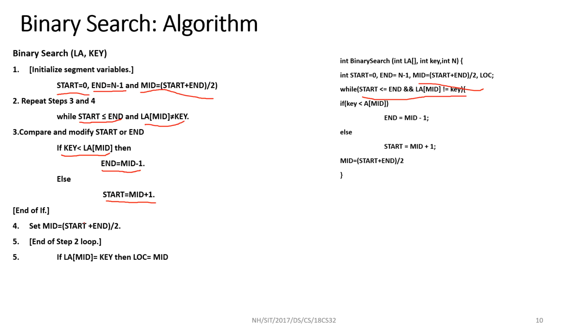Okay, if the mid value is matching the key, return the location value mid. So at the end, if the element is not there in the list, you are going to return -1. Okay, this is how the binary search algorithm works.